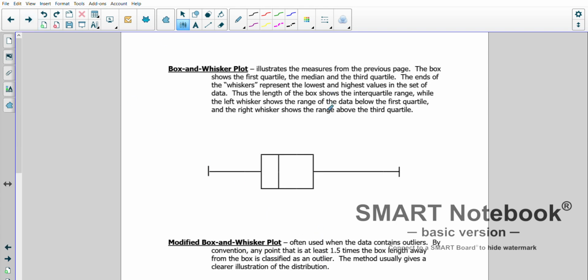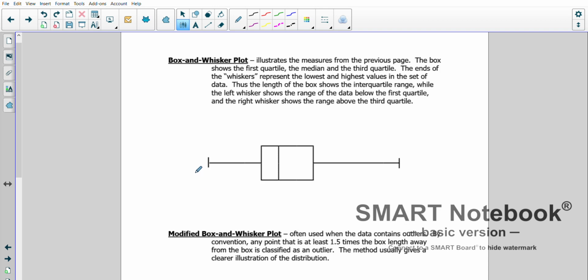Okay, so we'll also be making something called a box and whisker plot. You'll see this on your assessment as well. Basically what it does is it illustrates all the measures from the last page that we just talked about. First quartile, second quartile, third quartile, highest data point, lowest data point, interquartile range, etc. So this point here ends up being the lowest data point. So this left whisker is the lowest data point.